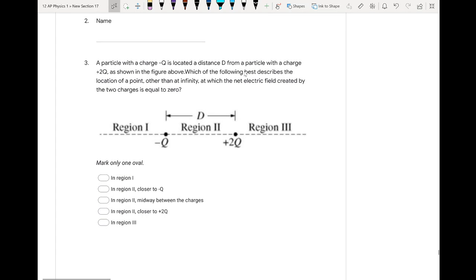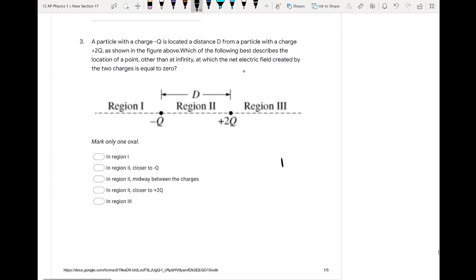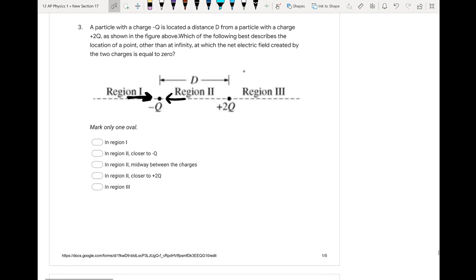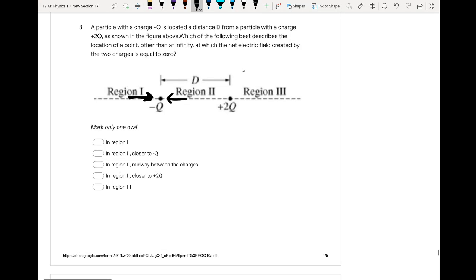So when we're doing electric field, we're going to think about what would happen if we brought a little positive test charge in there. If we brought a positive test charge next to this negative q, this being our source charge for the moment, we know that it would be attracted to it. We would have these little arrows going towards it. If we bring a positive test charge over to this positive 2q, the positive test charge would be repelled. It would go away from it.